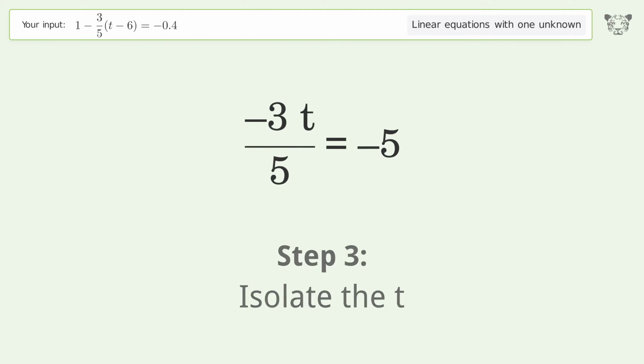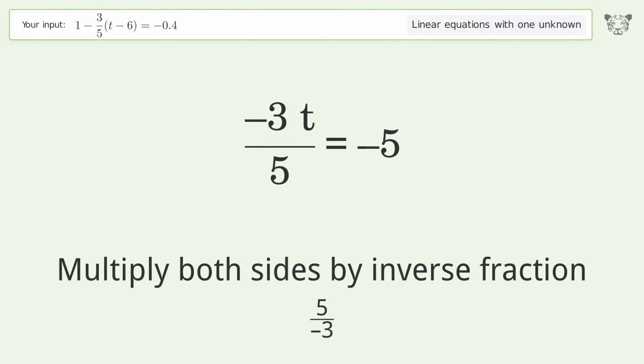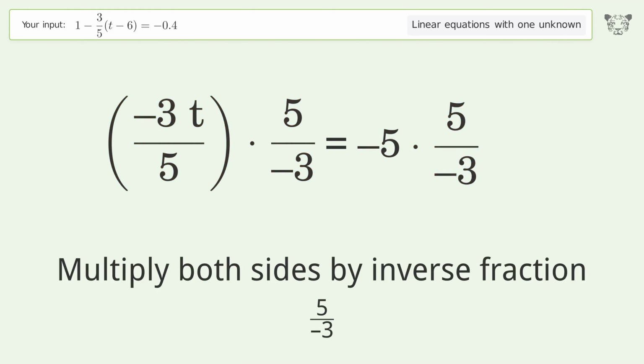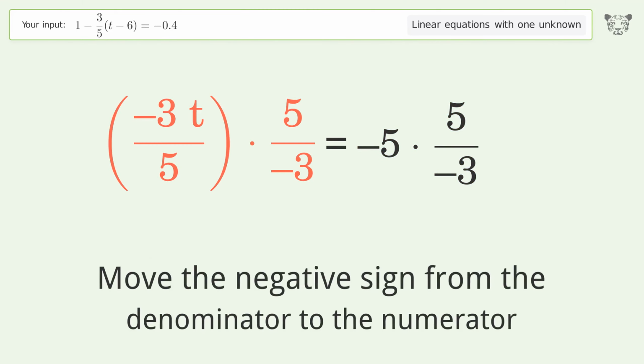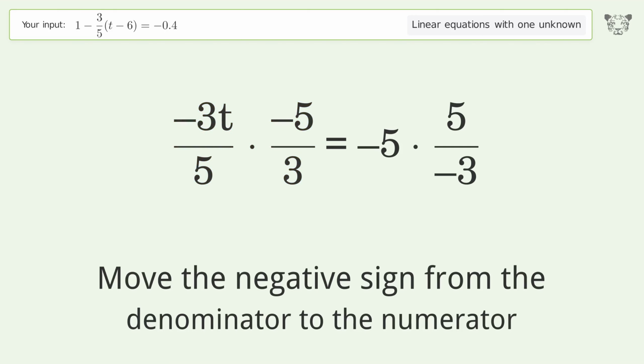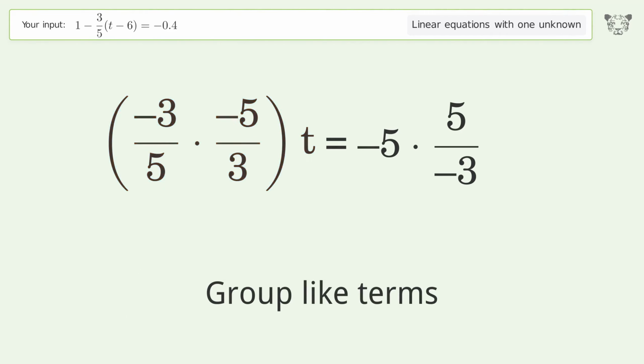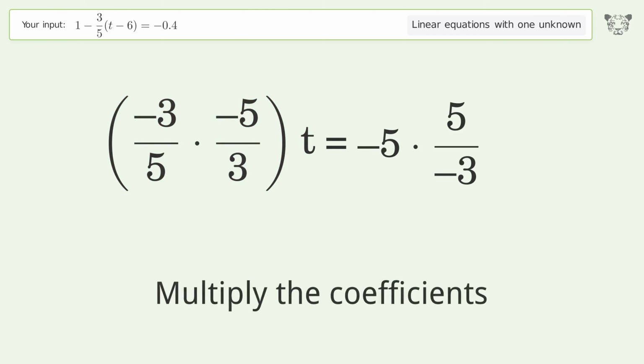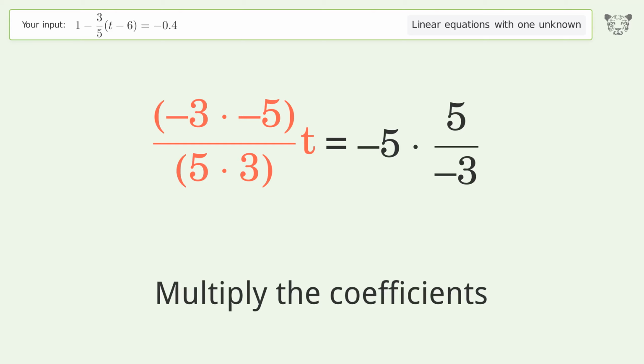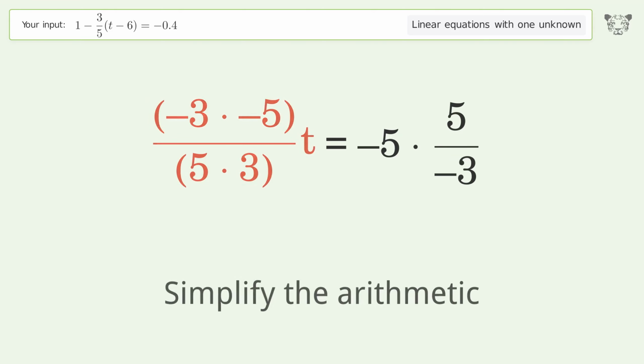Isolate the t. Multiply both sides by inverse fraction 5/3. Move the negative sign from the denominator to the numerator. Group like terms. Multiply the coefficients. Simplify the arithmetic.